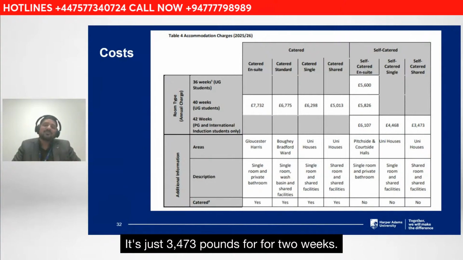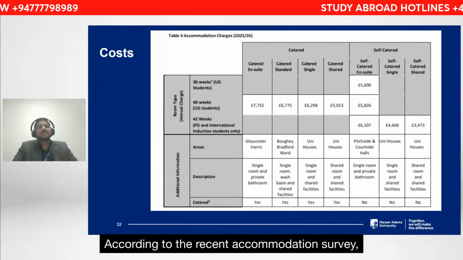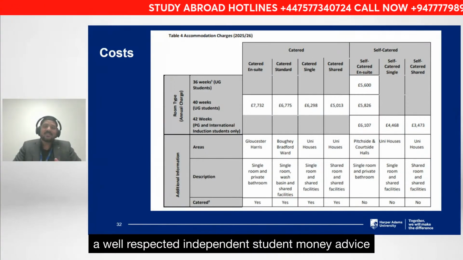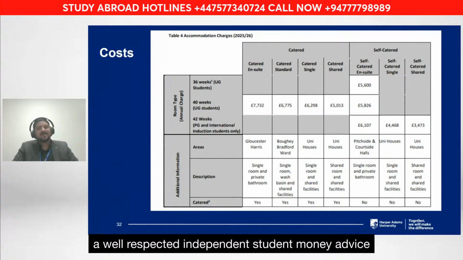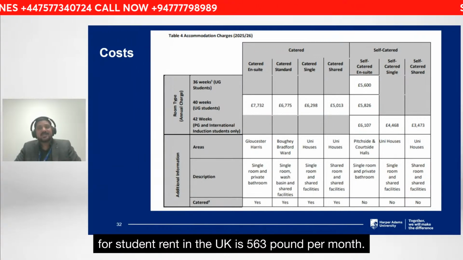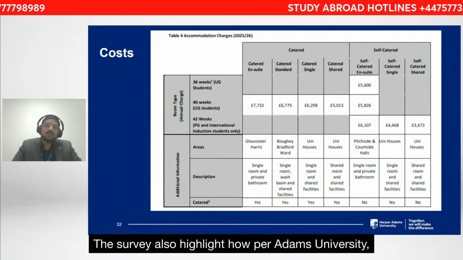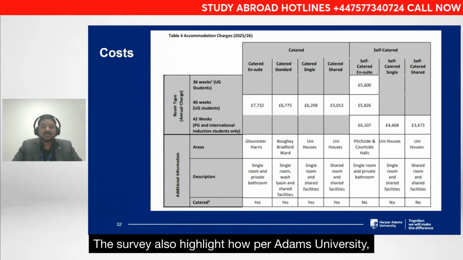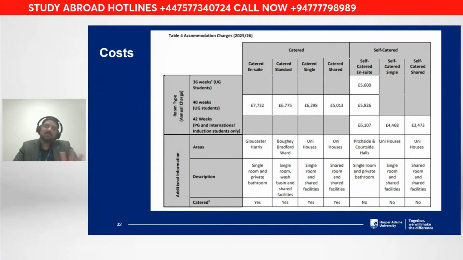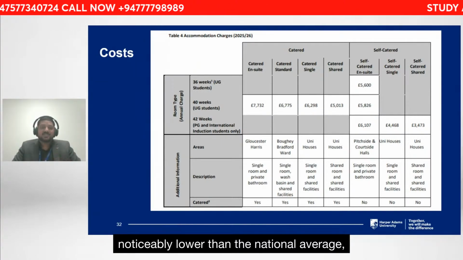It's just £3,473 for 42 weeks. According to the recent accommodation survey by Save the Student, a well-respected independent student money advice organization in the UK, the national average cost for student rent in the UK is £563 per month. The survey also highlights Harper Adams University, where our average monthly accommodation cost comes to about £466 per month, noticeably lower than the national average.